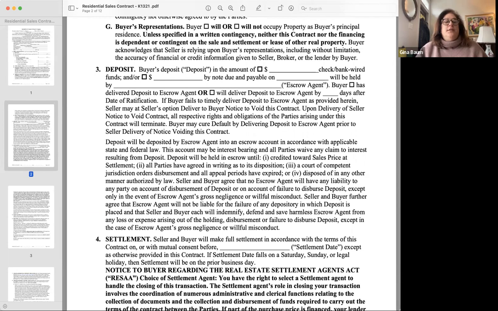Buyer acknowledges that the seller is relying upon buyer's representations, including without limitation, the accuracy of financial or credit information given to seller, broker, and or lender by the buyer. Okay.